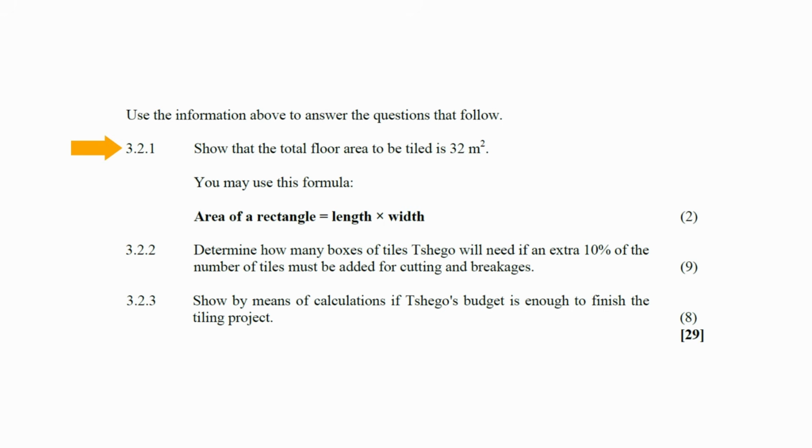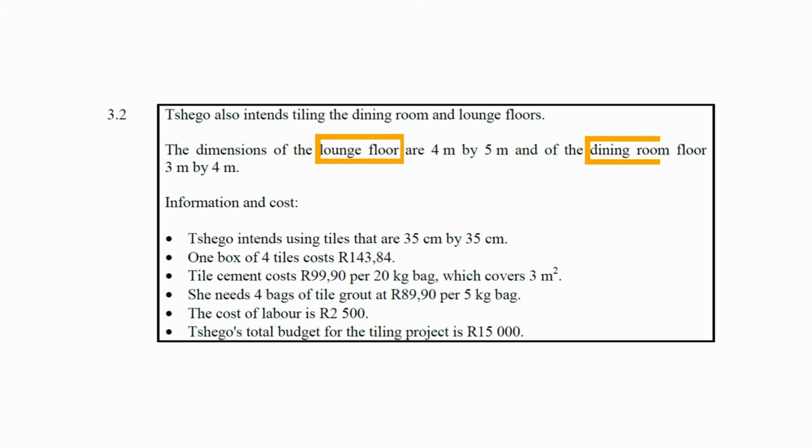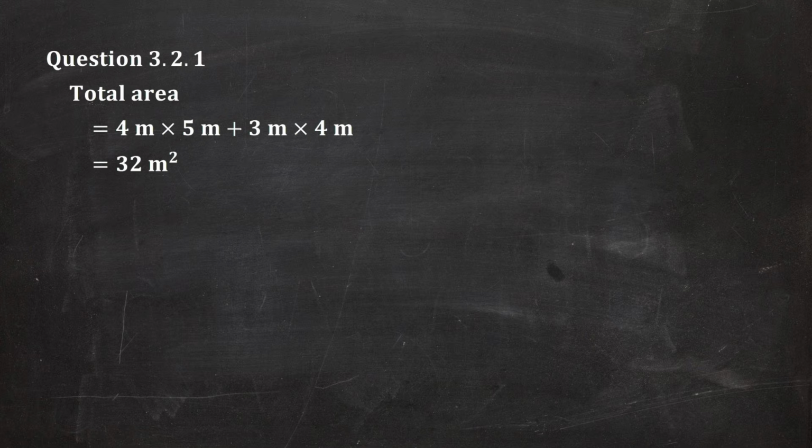In question 3.2.1, you are instructed to show that the floor area to be tiled is 32 square meters. You are given a formula to assist you in solving this question. Now, the total floor area of the dining room and lounge combined is the sum of the area of the dining room and lounge. So the total floor area is 4 times 5 meters plus 3 times 4 meters, and this equals 32 square meters.